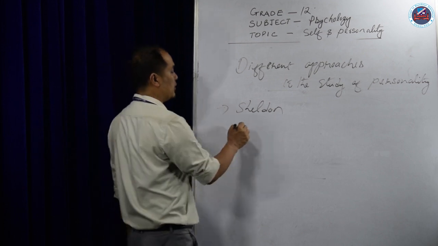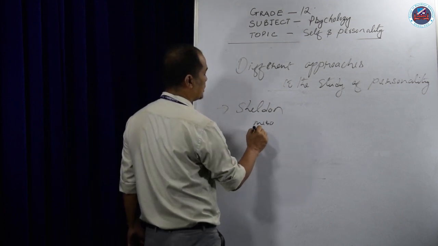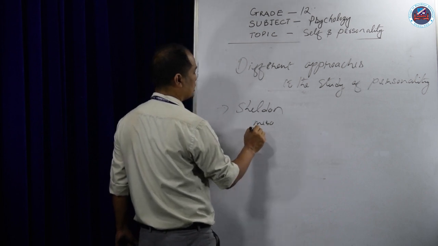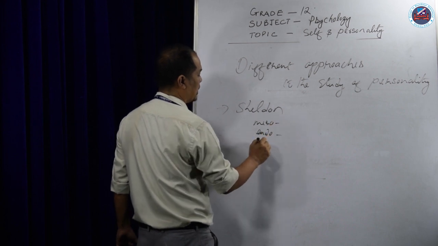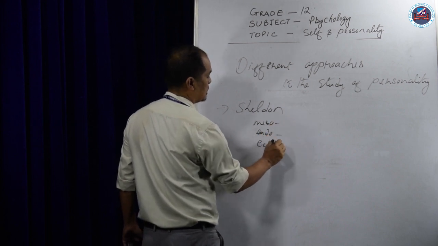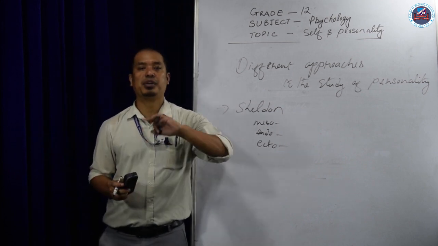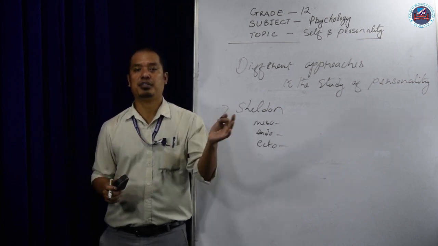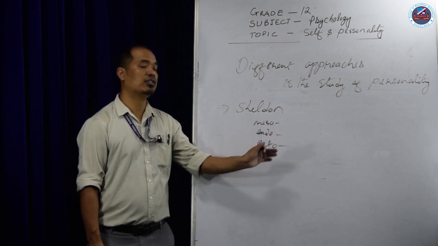That's why the first one is called mesomorphic, endomorphic, and ectomorphic. According to him, there are three kinds of types in human temperament. The first one is called meso. The second one is called endo. The last one is called ecto.